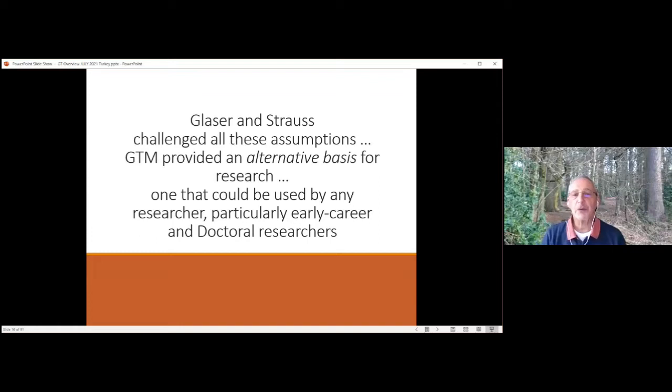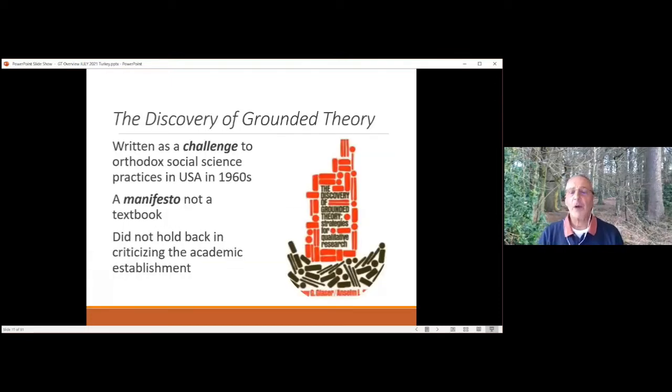Now, I think if you push Glaser at various points, and I have met him and spoken to him several times, he would probably say, well, actually, Grounded Theory is really the only good way to do research. But I think they were really saying, look, here is an alternative. And they were particularly keen for early career and doctoral researchers to feel confident that they could develop their own theoretical insights.